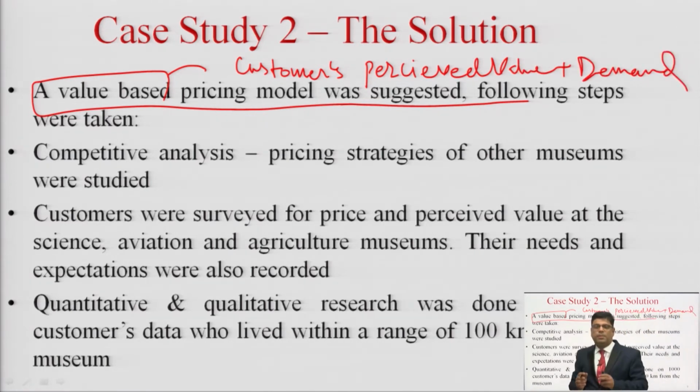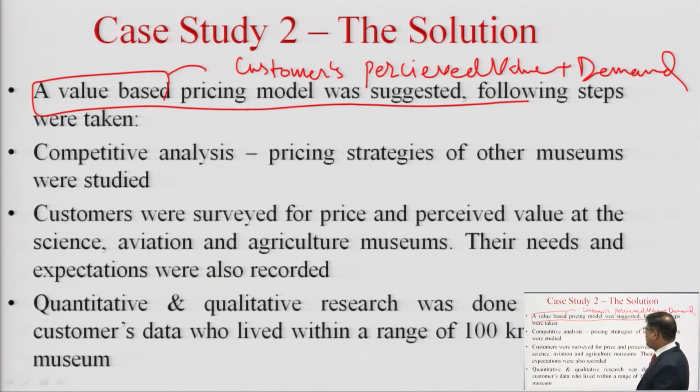Whatever the customer perceives as the value of the product or the service, this model is based on that perceived value, and it also has to track the consumer's demand. The good thing about this strategy is that it always goes with the sentiments of the consumer, and the flip side is that the organization always has to track the consumer. The organization has to maintain the consumer's data, track the consumer's movement, and be in touch with the consumer at all times if this strategy is to be followed in a better way. Therefore, a value based pricing model was suggested and the following steps were taken.